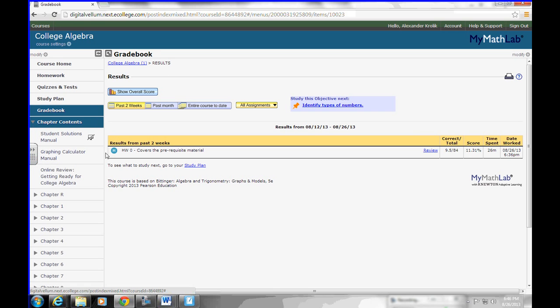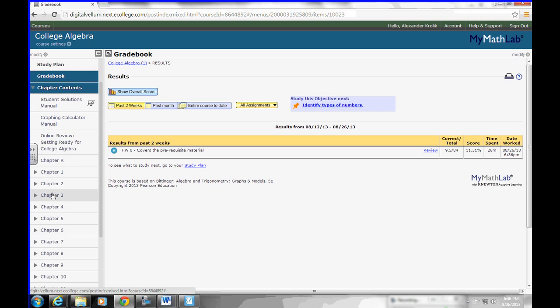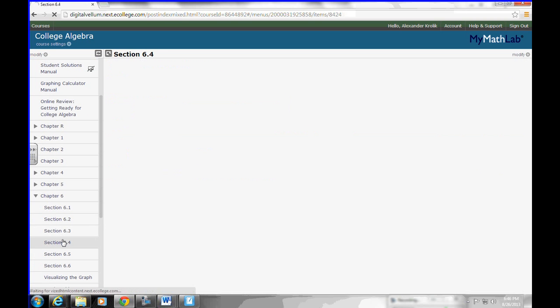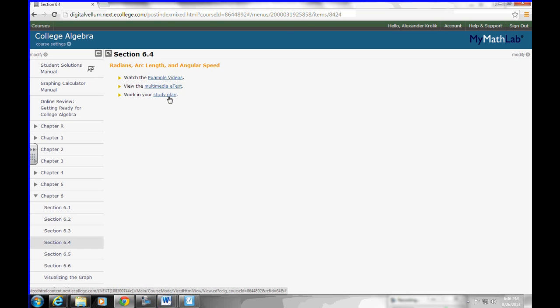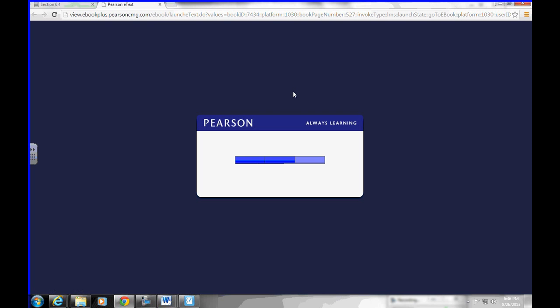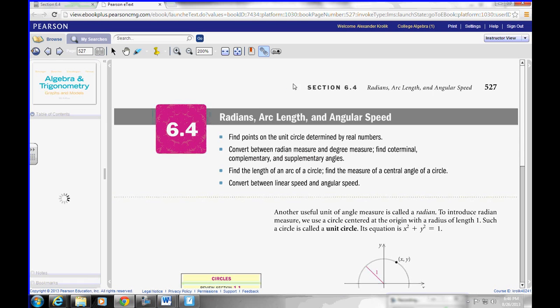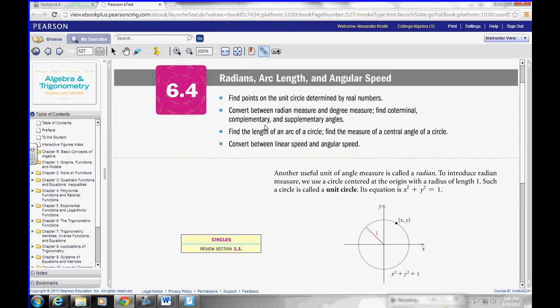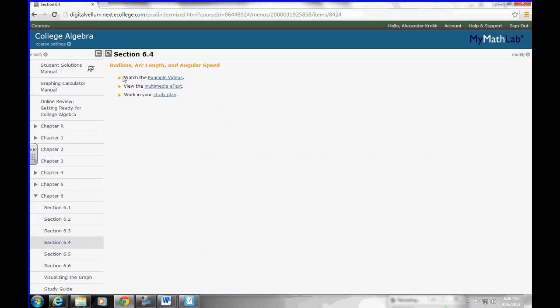Now, chapters, basically, that's your book. It has all the chapters in that book, chapter 6, section 6.4, with video examples, your text, and the study plan. If you click on the text, your book opens up on that very page, that section 6.3 or 6.4. That's actually from trigonometry. We're not going to cover that this semester. But yeah, that's your book. Really easy to get to.